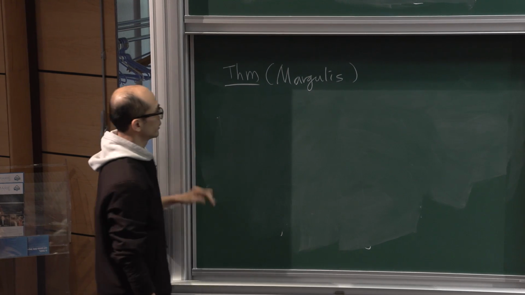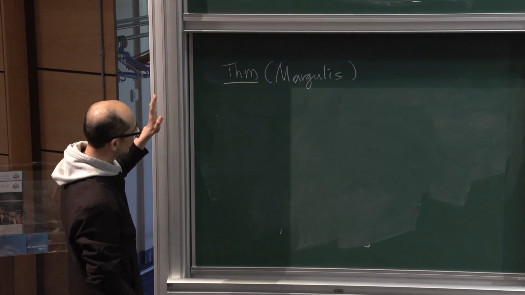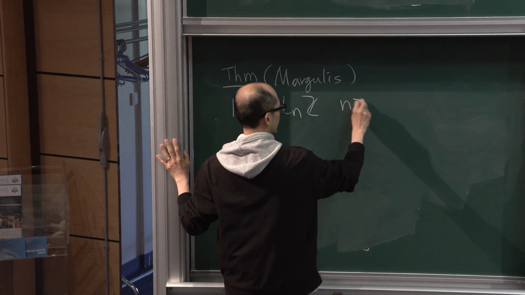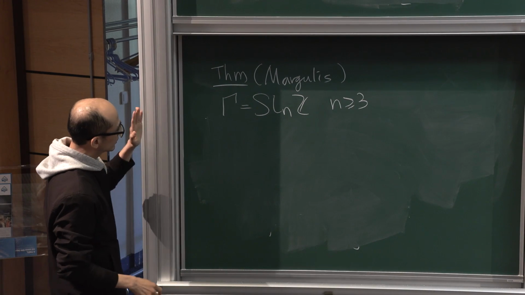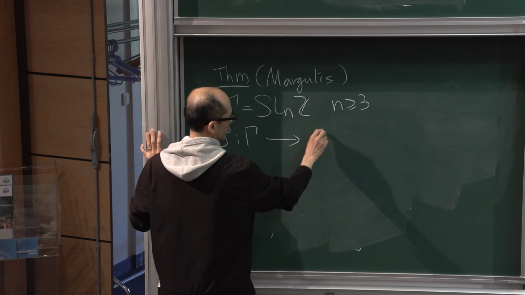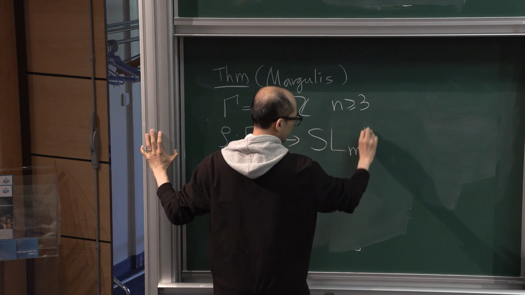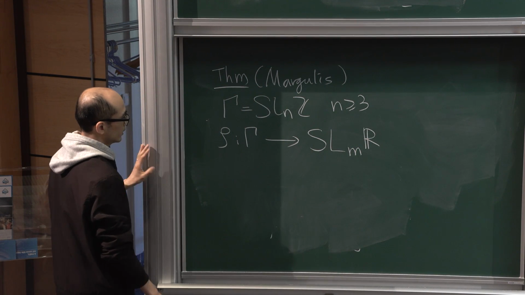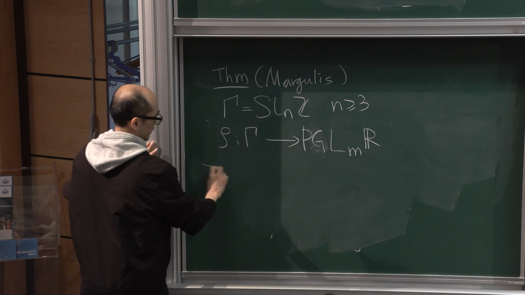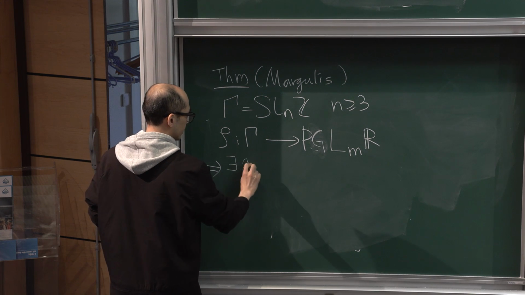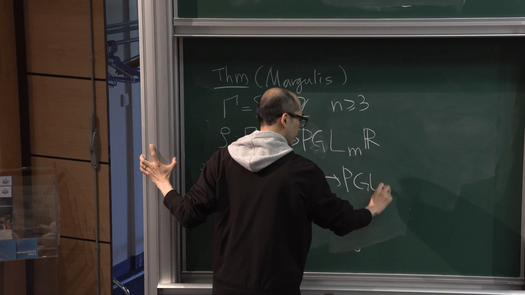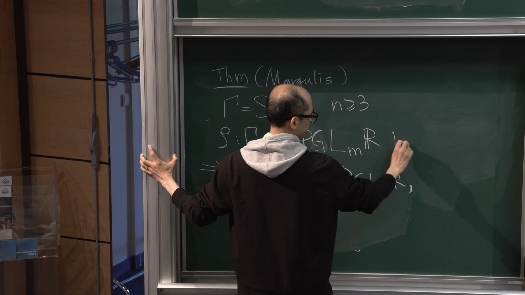Nowadays, it's called the Margulis superrigidity theorem. And I will not write down the full generality. I only want to write down that when gamma is SL_n(Z), n at least 3, then gamma is somehow super rigid because if you have any homomorphism rho from gamma to SL_m(R) for any m, so for safety, let's say PGL_m(R), then there exists rho tilde from SL_n(R) to PGL_m(R), which is a homomorphism.